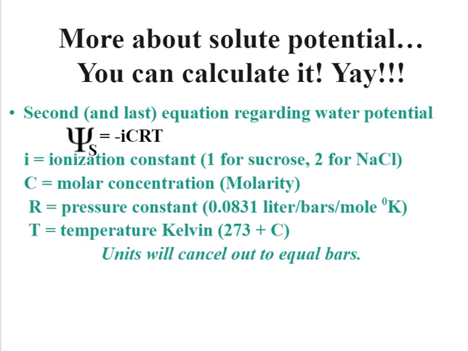C stands for the molarity, like 1 mole or 0.5 moles or whatever. R is a pressure constant. A constant means it never changes. So this is always going to be 0.0831. And T is going to be your temperature in Kelvin. To get that, you do 273 plus your temperature in degrees Celsius. And once you do all this math, all of the units cancel out to give you an answer in bars.